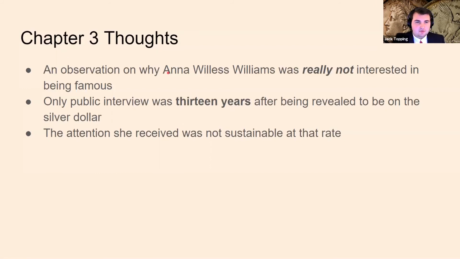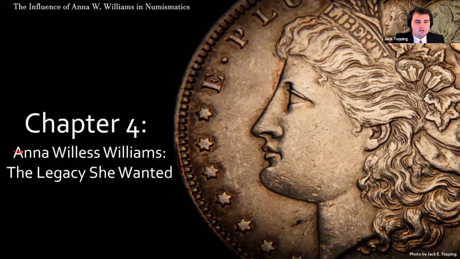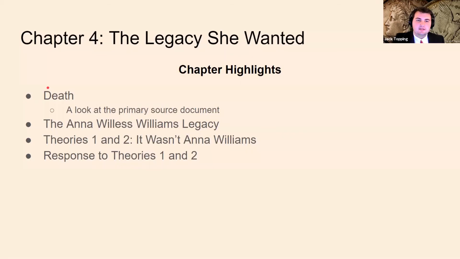So let's go now to the final chapter of the presentation, chapter 4, Anna Willess Williams, the legacy that she wanted. And so we're going to go over some of the chapter highlights here now. We're going to talk about her death and the primary source document that I kept hinting at earlier, that it would be her death certificate. That's the primary source in terms of determining her age, her birth year. That was further verified and supported by Van Allen and Mallis in their book.